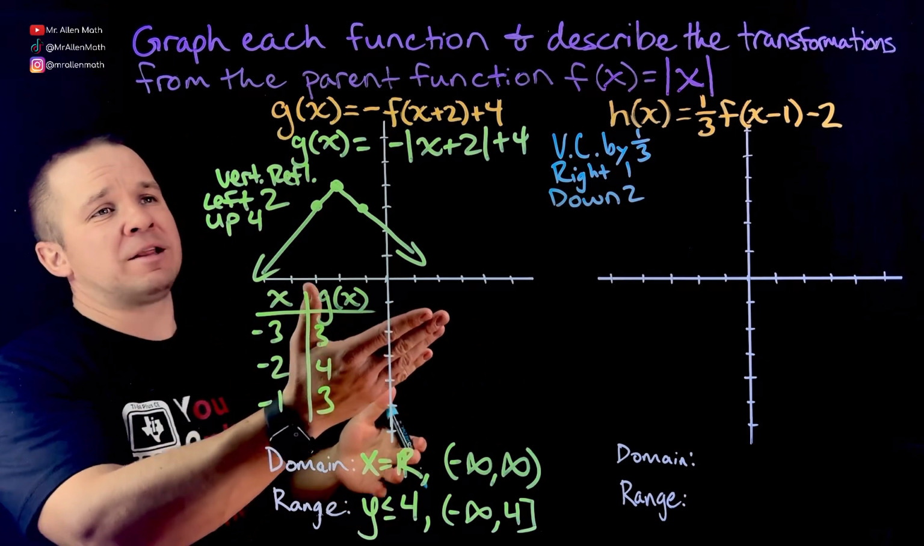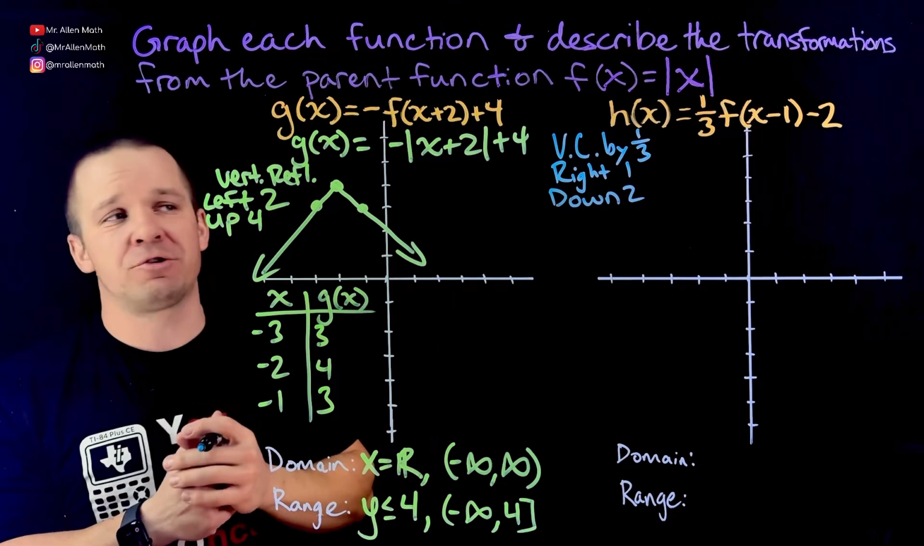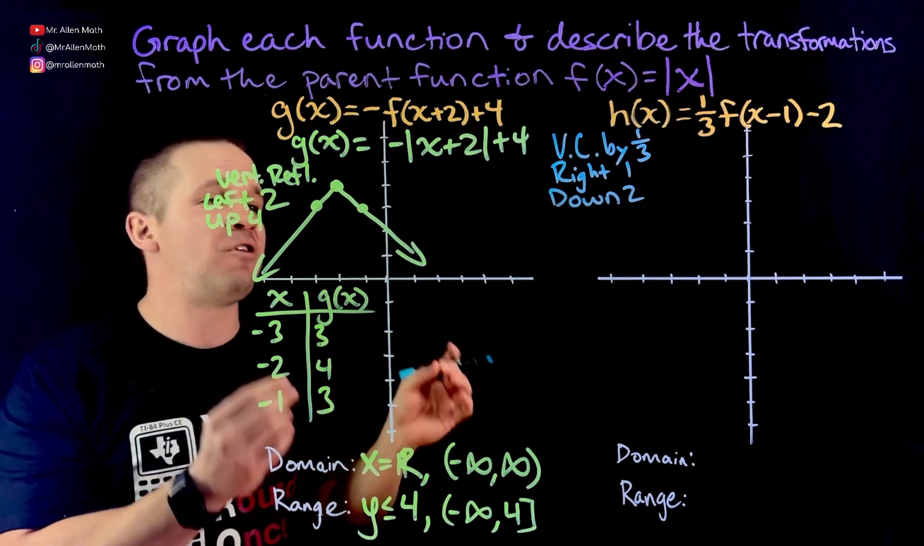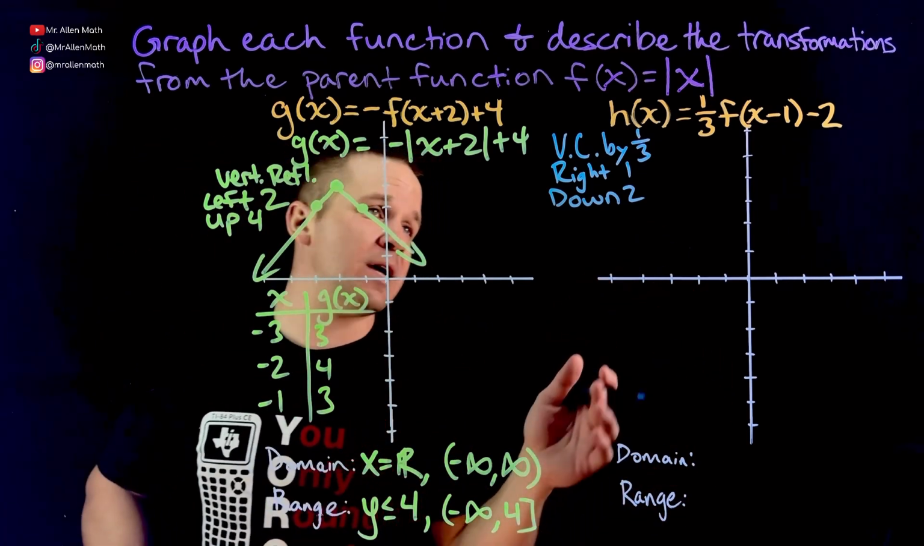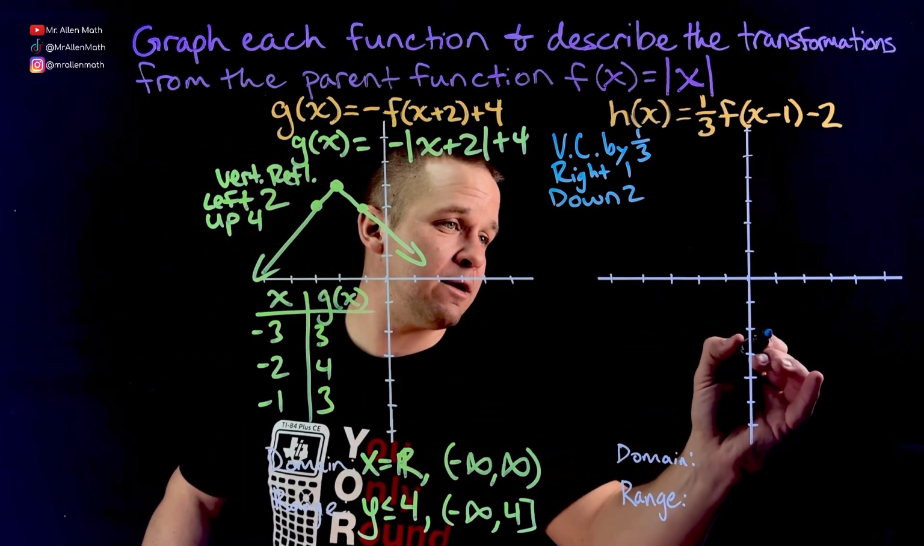Note that I didn't even rewrite this one in the absolute value form. I'm just going straight off of the transformations here, which I think is just fine. So let's go ahead and do that. So my vertex is going to be to the right 1 and down 2. So right 1, down 2.